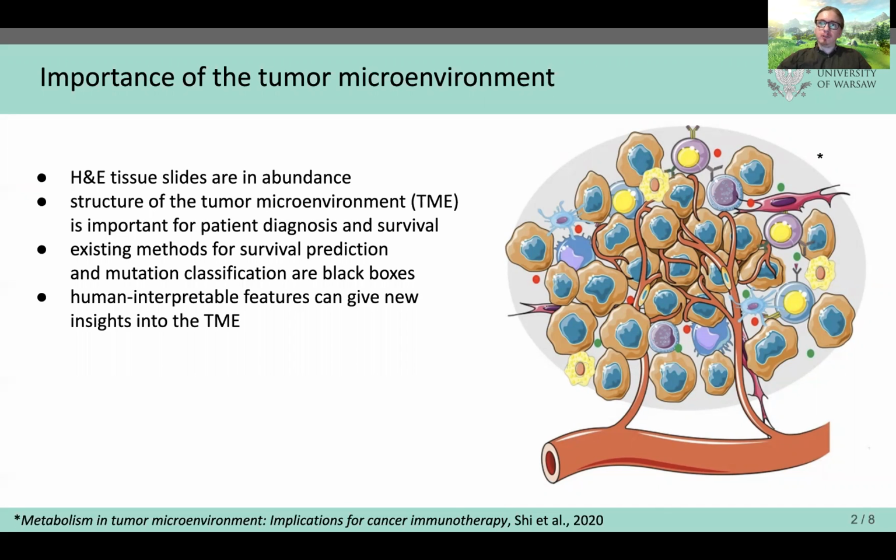However, most of these models work as black boxes, and as such, they're very hard to interpret in terms of biological features. Consequently, there is a need for models that use bespoke human interpretable features, which can be used to gain new insights into the tumor microenvironment. In this work, we introduced new human interpretable features calculated from segmented lung cancer tissue slides and used them as predictor variables in the tasks of survival prediction and mutation classification.